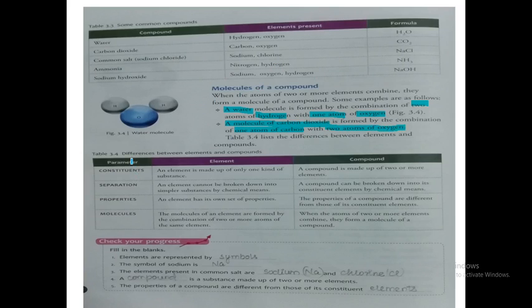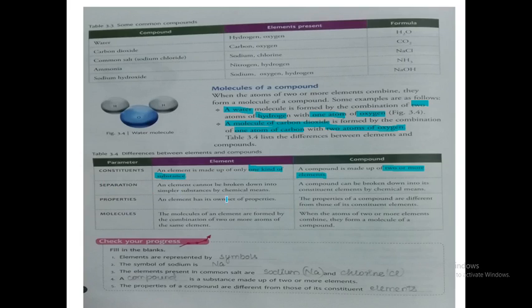Here you can see the difference between elements and compounds. The parameters are constituent, separation, properties and molecules. These are the things on which elements and compounds are differentiated. Depending on the constituent, elements are made up of only one kind of substance, but a compound is made up of two or more elements. Clear?